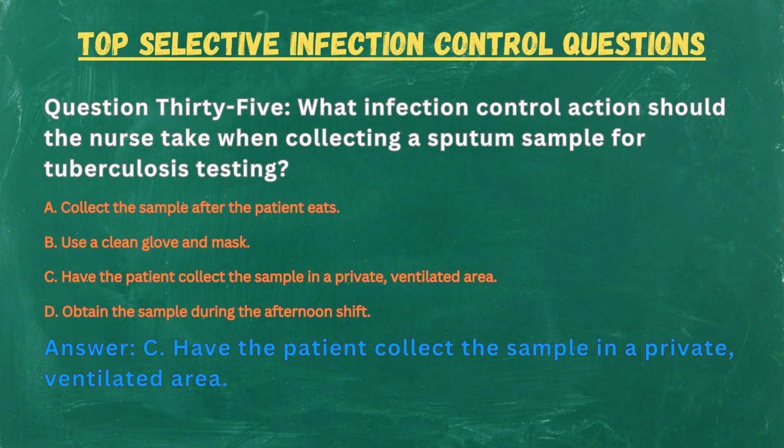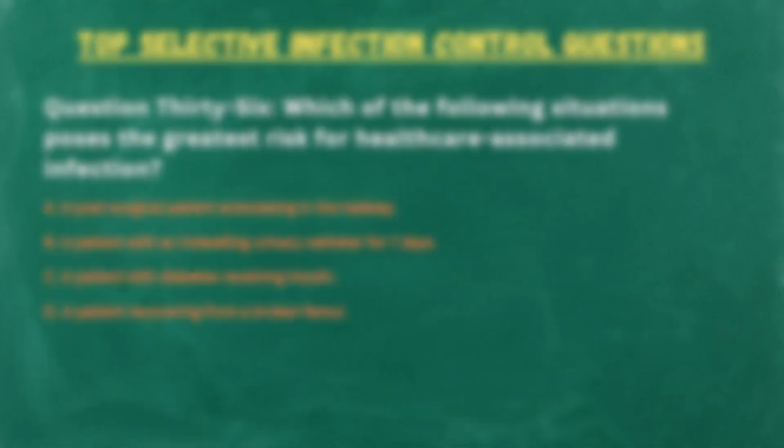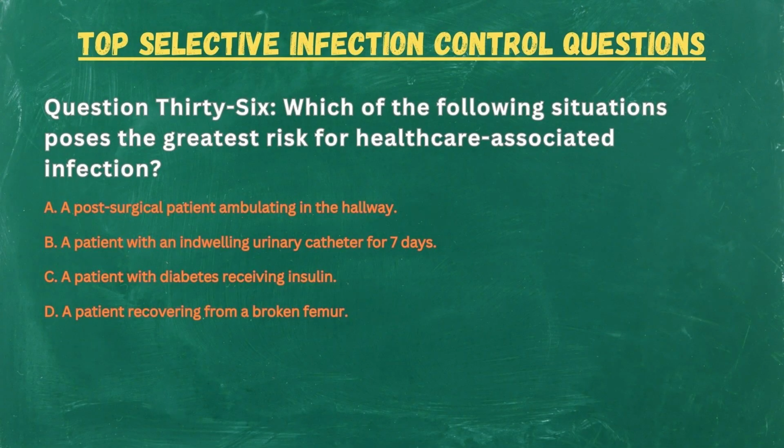Answer: C. Have the patient collect the sample in a private, ventilated area. Question 36. Which of the following situations poses the greatest risk for healthcare-associated infection? A. A post-surgical patient ambulating in the hallway. B. A patient with an indwelling urinary catheter for 7 days. C. A patient with diabetes receiving insulin. D. A patient recovering from a broken femur.